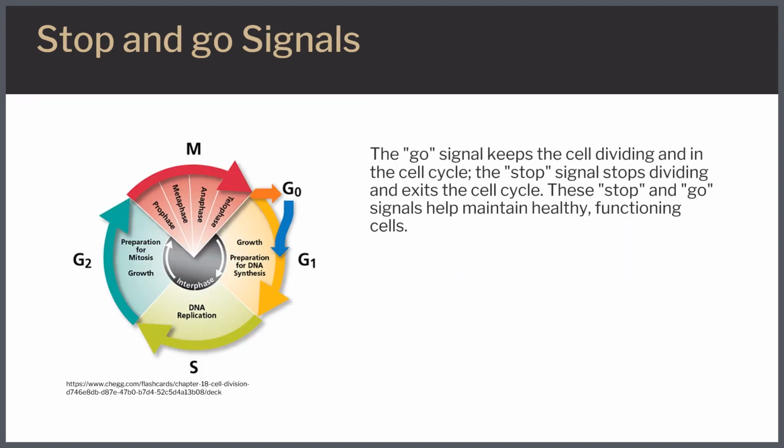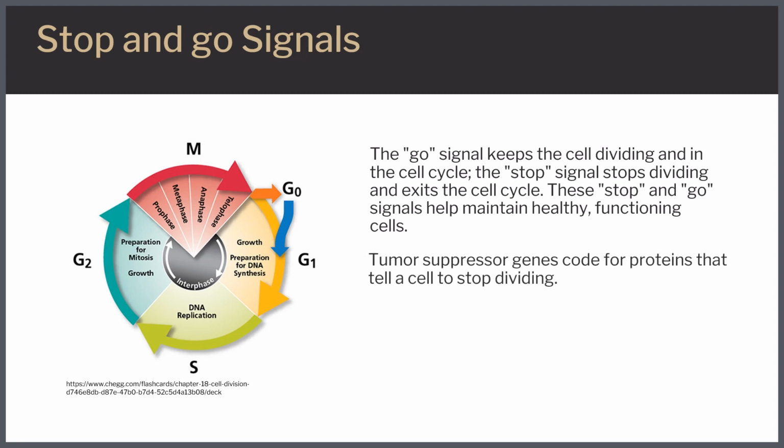The go signal keeps the cell dividing and in the cell cycle. The stop signal stops dividing and exits the cell cycle. These stop and go signals help maintain healthy, functioning cells. Tumor suppressor genes code for proteins that tell a cell to stop dividing. Proto-oncogenes code for go signals that tell cells to divide.